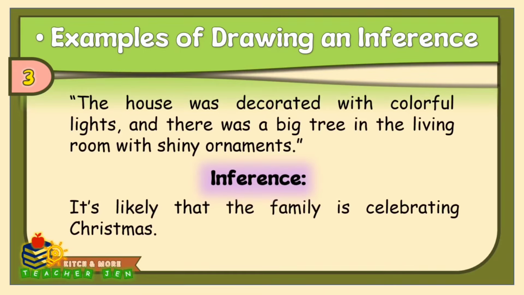Let's have our third example. The house was decorated with colorful lights, and there was a big tree in the living room with shiny ornaments. What can we infer? It's likely that the family is celebrating Christmas. In this example, the clues colorful lights, big tree, and shiny ornaments suggest that the house is decorated for a holiday celebration. And based on what we know about Christmas traditions, it's likely that they are celebrating Christmas.